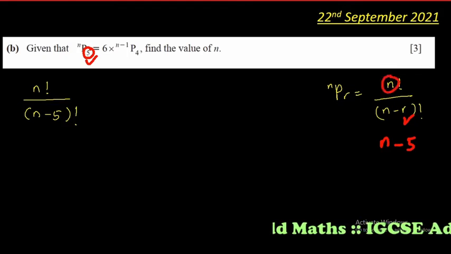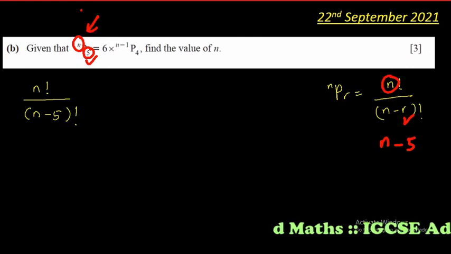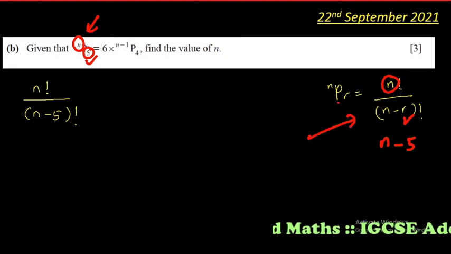Why is it still n? Because the question here is still n. They can use any variables. They can use x, they can use y, they can also use alpha. So you just substitute accordingly. Okay, that's how you do.